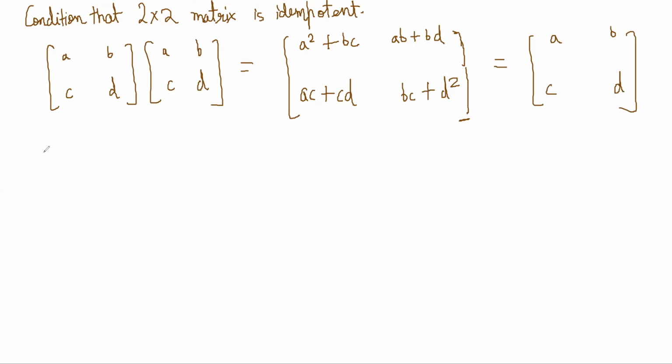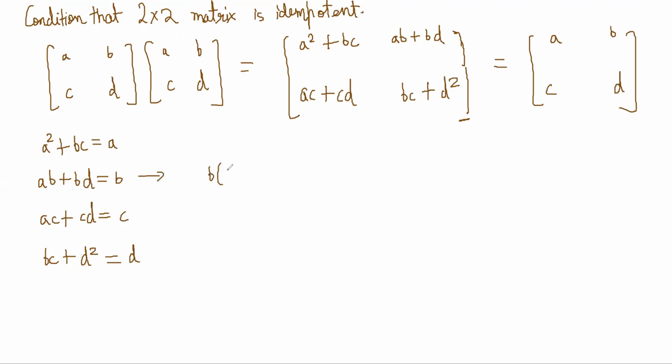So let's look at the equations that come. A square plus BC is equal to A. AB plus BD is equal to B. AC plus CD is equal to C, and BC plus D square is equal to D. From these two, we can get B into A plus D is equal to B, and C into A plus D is equal to C, right?